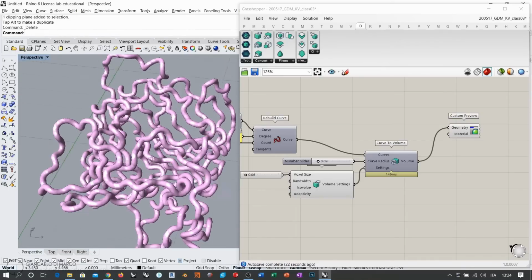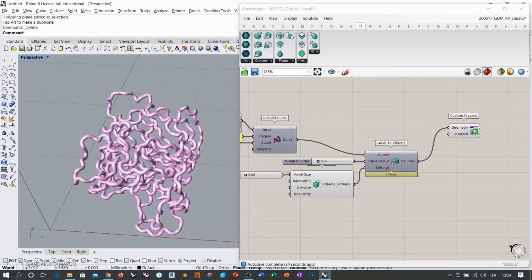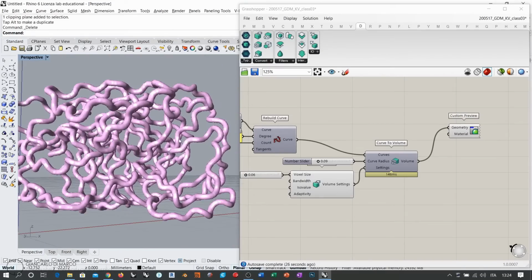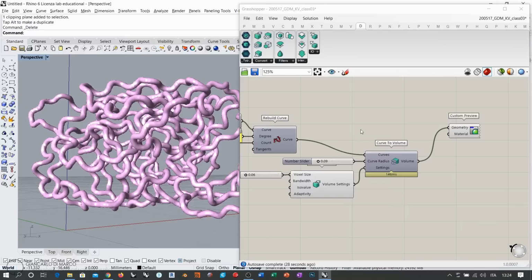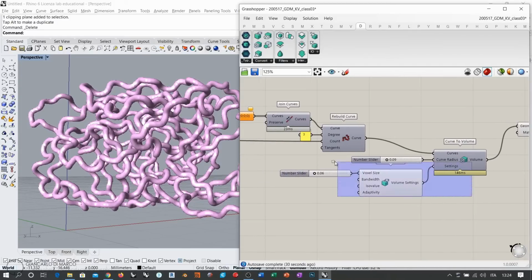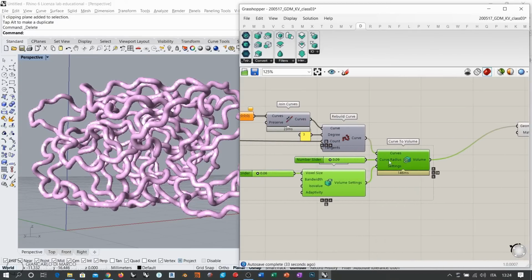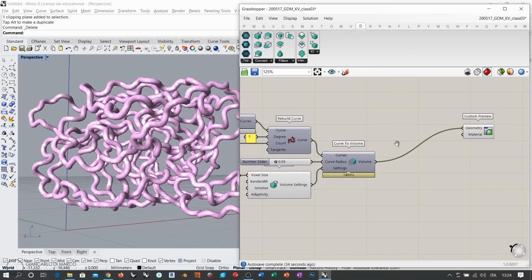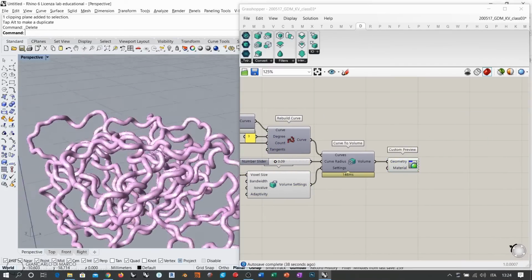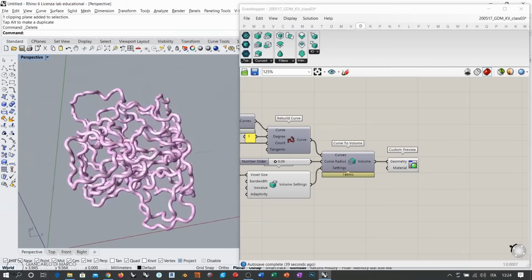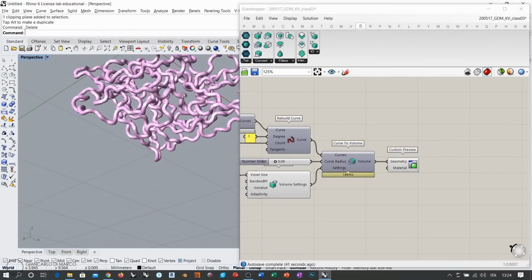So let me get rid of this. You see that you have this kind of extremely nice pattern coming from this definition. So it's also a three-dimensional behavior. Okay, so you don't necessarily have to work on a plane or on an underlying surface. A given volume will also work.